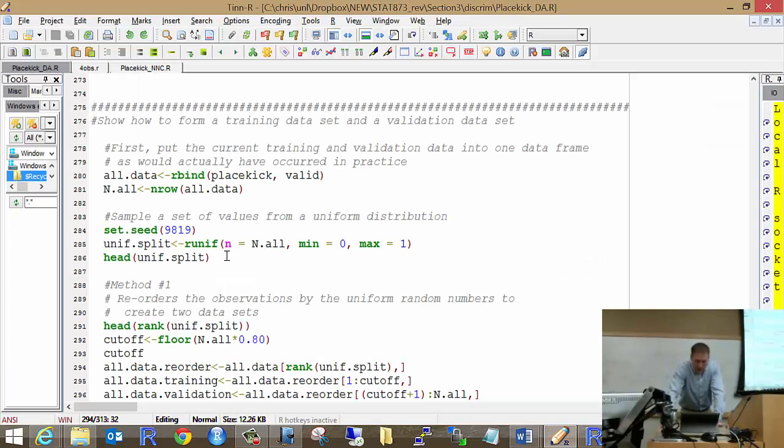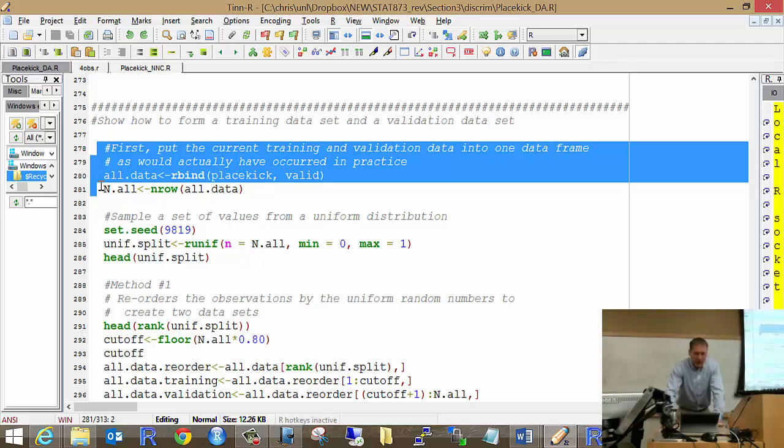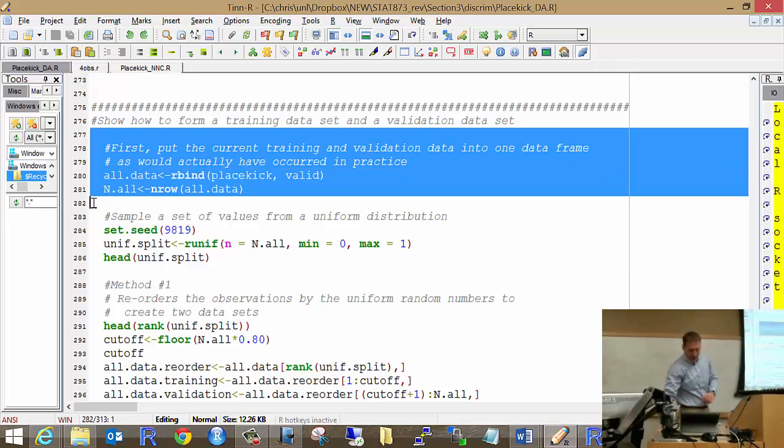And there are 2 different ways I'm going to show you how to do it. First of all, though, if you remember before, we had a data frame called PlaceKick. That was the model building training data. We also had a data frame called Valid, which was my validation data set. I'm going to put them all together into one overall data set to simulate what we would have actually done in practice if I hadn't given you the split data. The way I can take my PlaceKick data set and put my validation data set right below it is to use a function called rbind, row combine. That's where the name comes from. I'm going to do that.